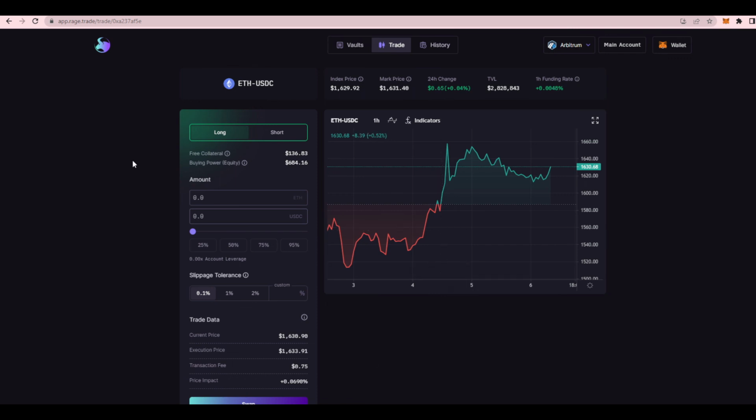Now let's take a look into collateral support. So you only have USDC here that you can trade against. Again, I think this is going to be the only one that you'll be able to trade against in the future. I wouldn't be surprised if they allowed you to trade against USDC or another decentralized stablecoin.